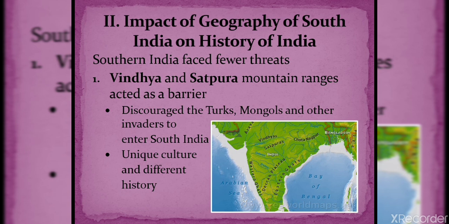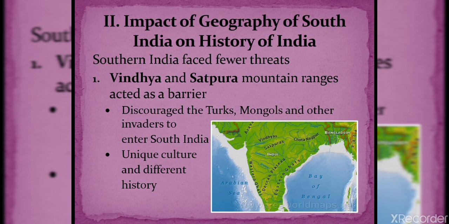Now, children, let's see what was the impact of the geography of South India on the history of India. As we discussed in the previous video, South India remained unaffected by the events in the north. Southern kingdoms like Cholas and Rashtrakutas were happy and prosperous kingdoms. But children, do you know why? Because of the geographical or physical features of South India.